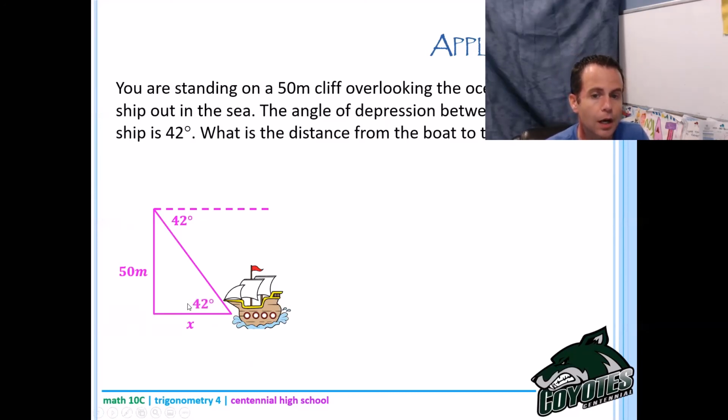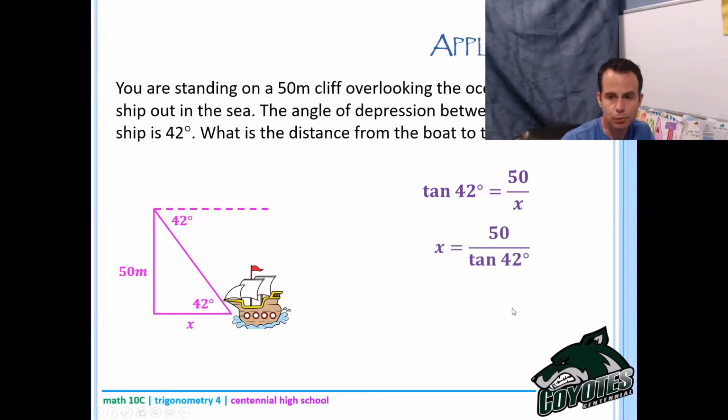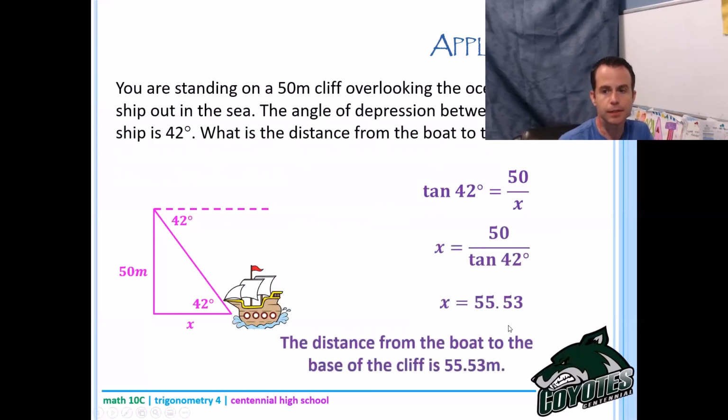So I know that the 50, given this 42-degree angle here, is opposite, and my x value, my unknown, is my adjacent, so I will solve this using tan. So tan of 42 equals 50 over x, multiply both sides by x, and divide both sides by the tan of 42, and I end up with 53.53. So the distance from the boat to the base of the cliff is 53.53 meters.